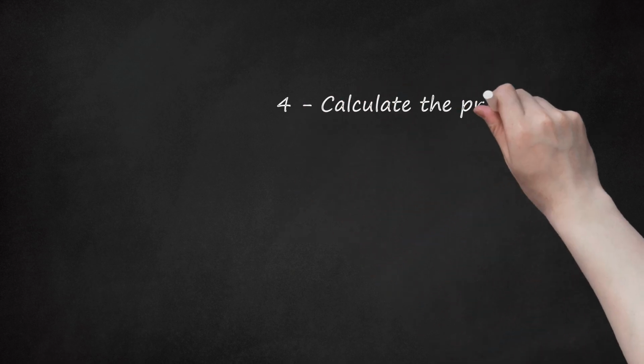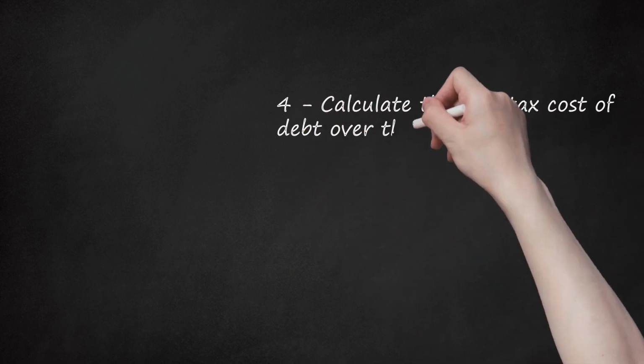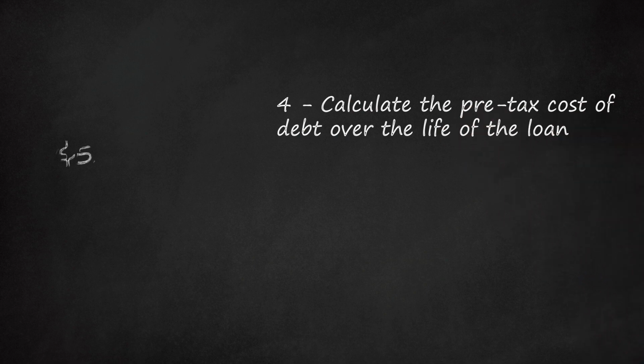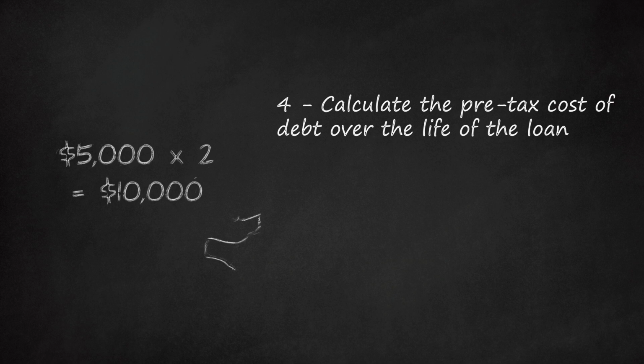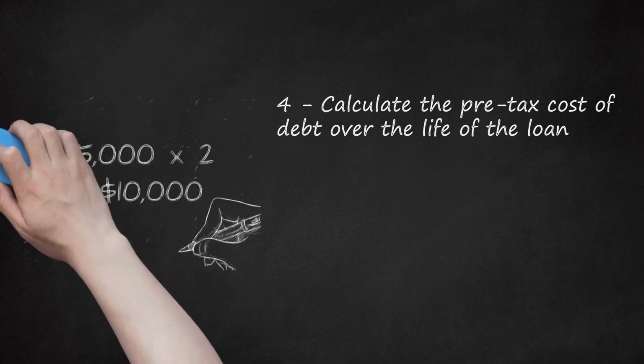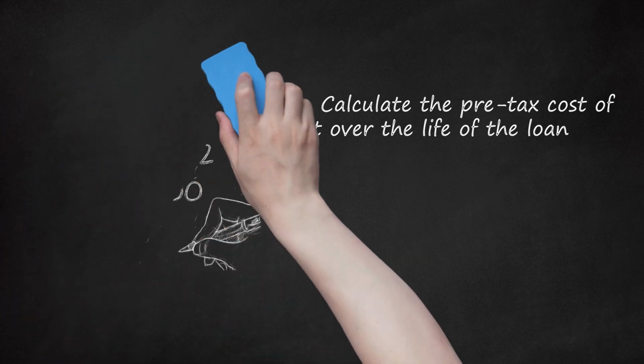4. Calculate the pre-tax cost of debt over the life of the loan. Multiply the pre-tax cost of debt by the number of years in the life of the loan. For example, suppose the company issued a 2-year bond. The total pre-tax cost of debt would be calculated by multiplying the annual cost of debt by 2. Use the equation $5,000 x 2 equals $10,000. In this example, the total pre-tax cost of debt would be $10,000.